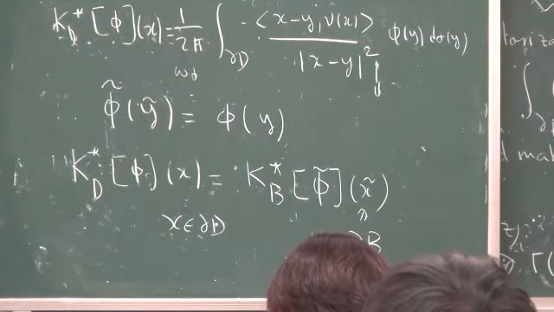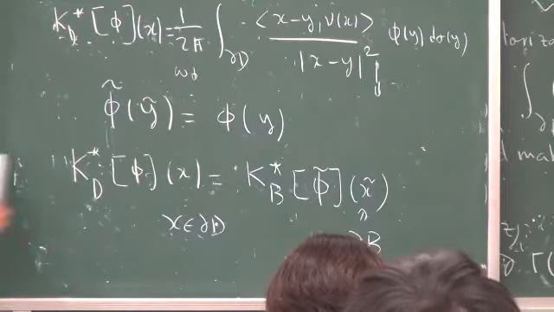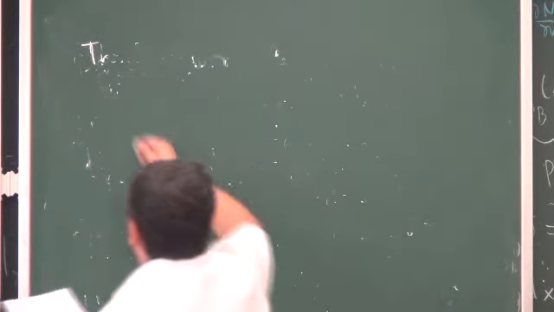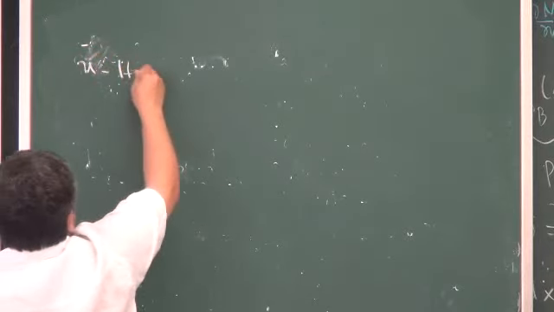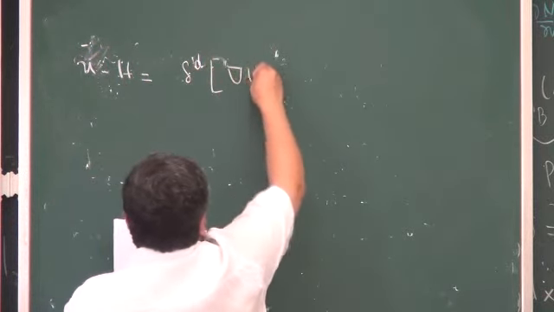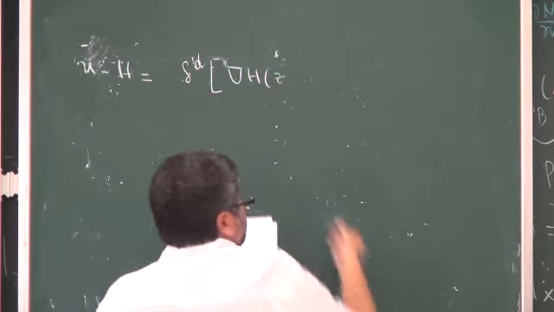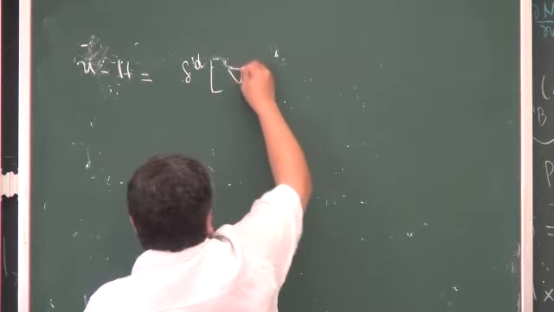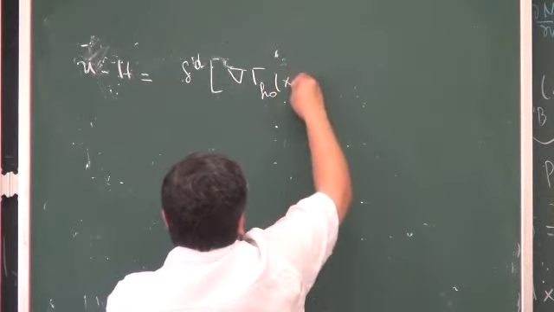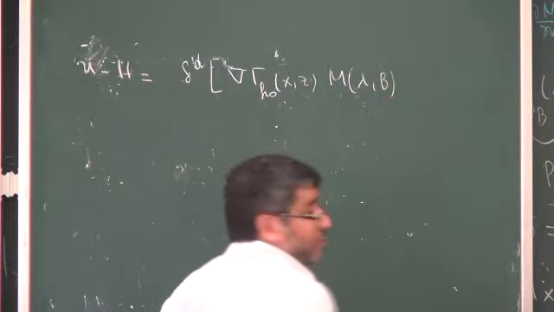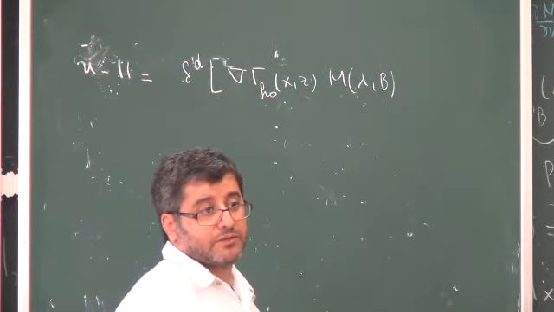So the formula is: the perturbation, u minus h, far away from the inclusion. It's of order the volume times the gradient of the fundamental solution at x and z, the polarization tensor associated to lambda and B. Lambda would be the magnetic contrast.